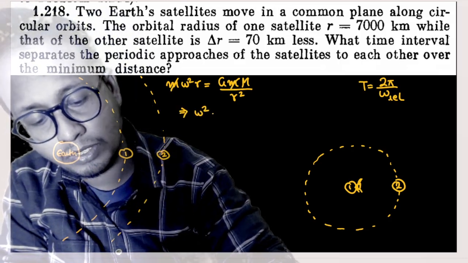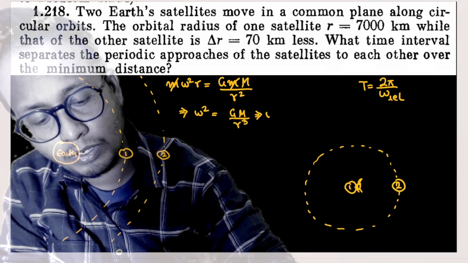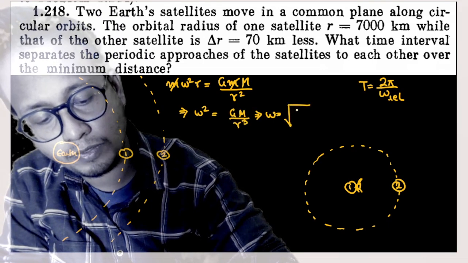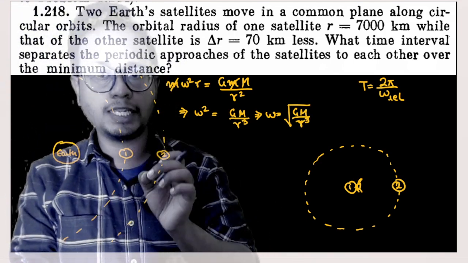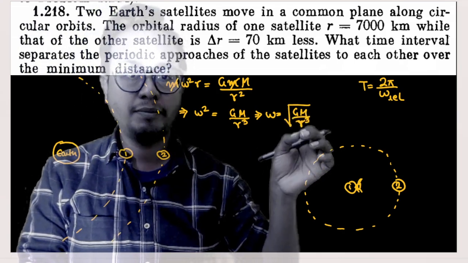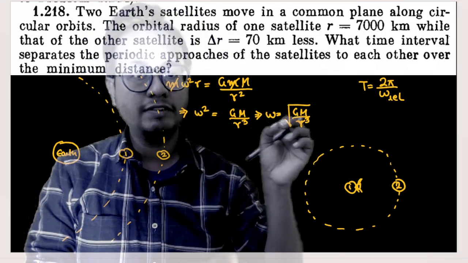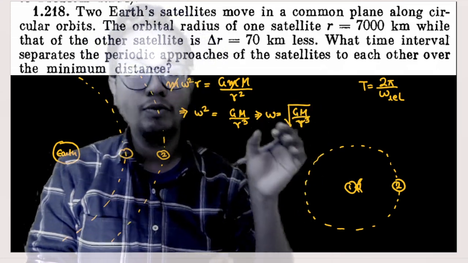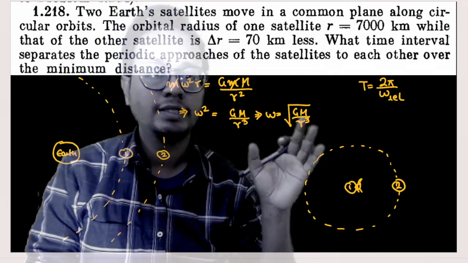M and M would get cancelled. Omega square is equal to GM by r cube, or omega is equal to the square root of GM by r cube. Understood this much? So the angular velocity of any orbital thing, orbital satellite or any orbital object, is given by GM by r cube. And the linear orbital velocity is given by GM by r. Angular orbital velocity is given by GM by r cube. Fair and fine. This much is understood.